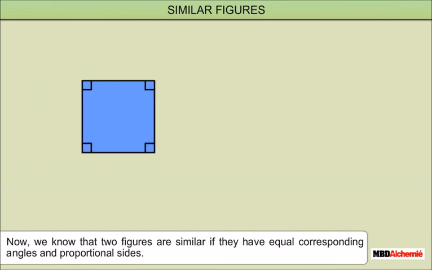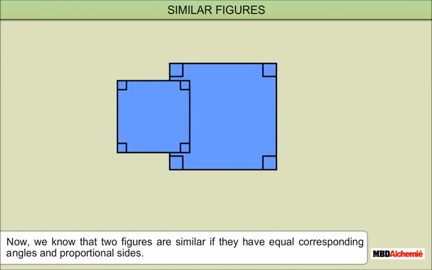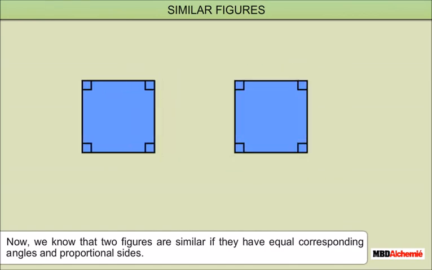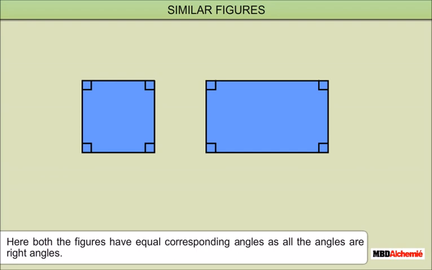Now we know that two figures are similar if they have equal corresponding angles and proportional sides. What happens when the sides are not in proportion, but the angles are equal? Consider a rectangle and a square. Here, both the figures have equal corresponding angles, as all the angles are right angles.